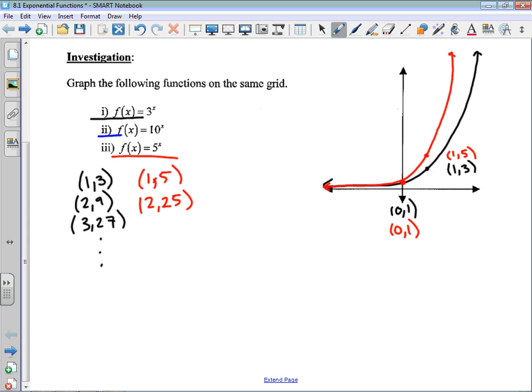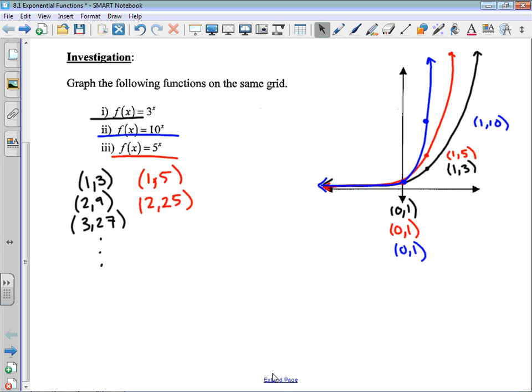When we look at f of x equals 10 to the power of x, it's still going through 0 comma 1, but now it's going to go through 1 comma 10, somewhere there, and this will certainly grow very, very quickly compared to the other two. So that's a rough, easy sketch to compare these three graphs.